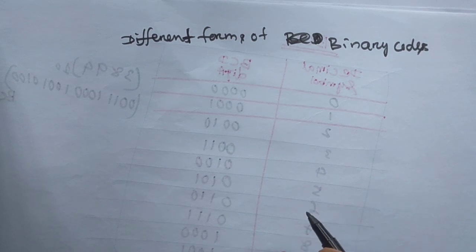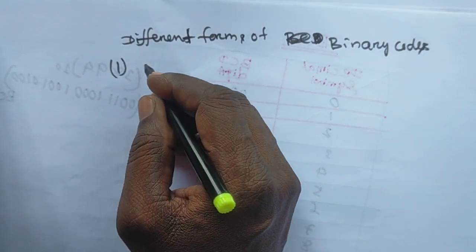Normally, we have already known binary coded decimals, BCD. After that, we can convert to different forms of binary code, different ways of writing them.